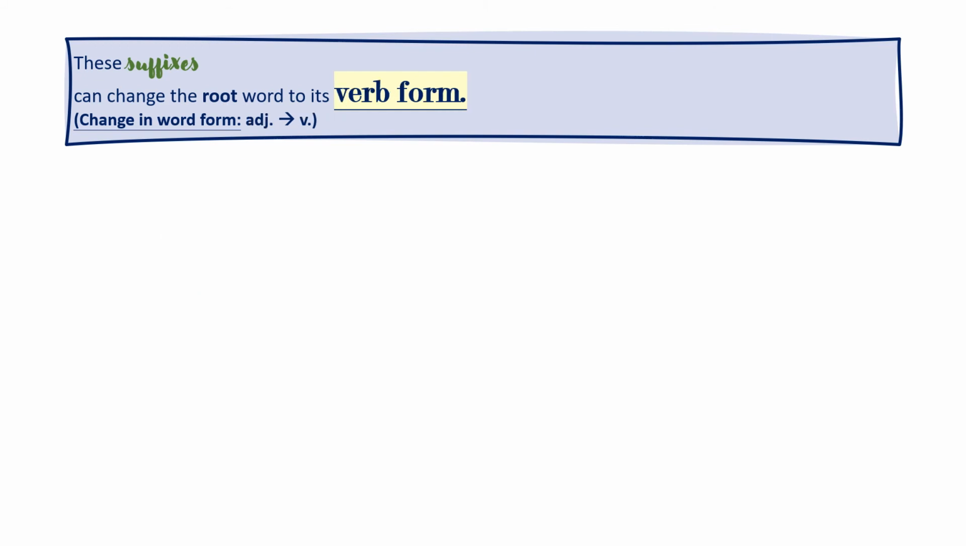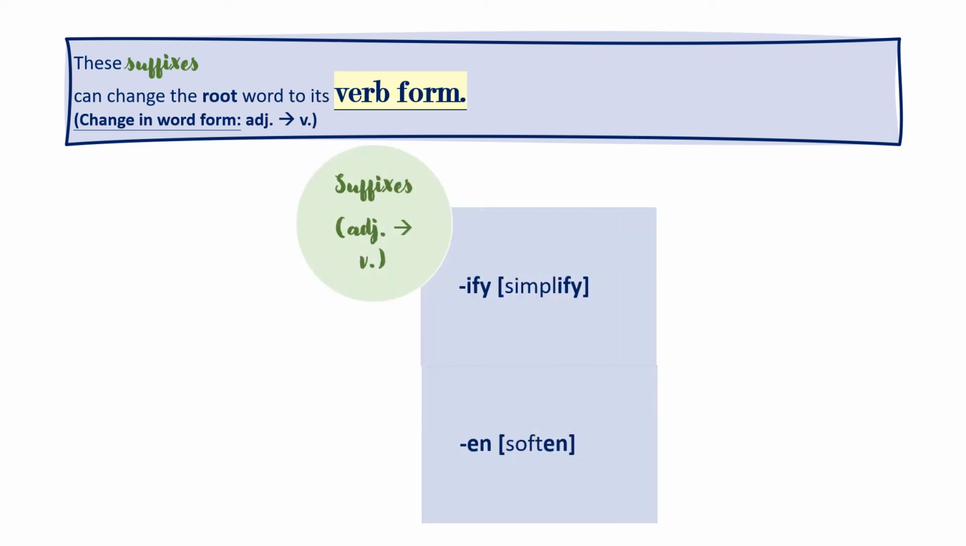Some other suffixes can change the root word to its verb form. These suffixes change the root word from an adjective to a verb. They are ify, for example in simplify, and en, as in soften.